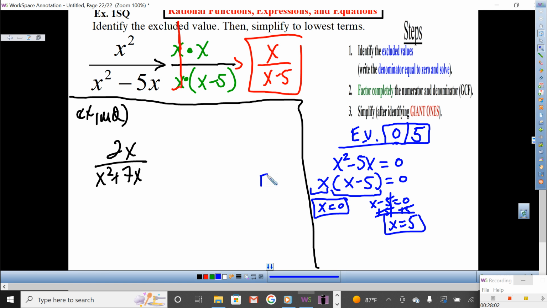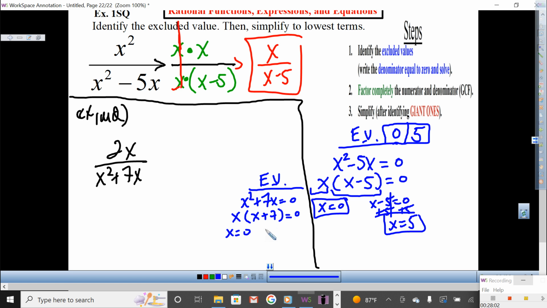All right, let's see, help me out with the excluded value. Brisela, go. Tell me what you wrote. x squared plus 7x equals 0. Next, what did you do? x times x plus 7 equal to 0, and then? x equals 0, and x plus 7 equals 0, and then minus 7, minus 7. So x equals negative 7. So my excluded values are 0 and negative 7. Hands, have you got that? Yeah, we got this, yes?